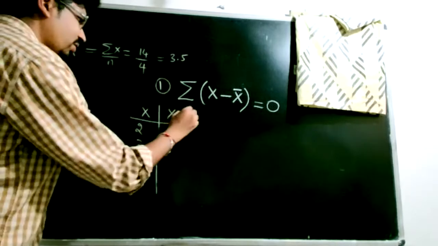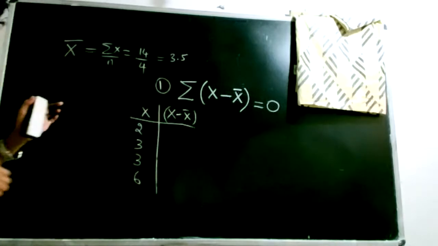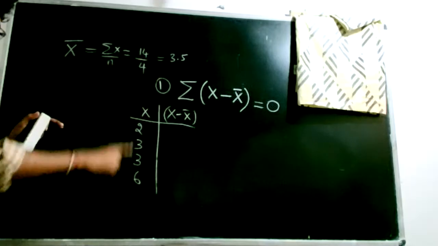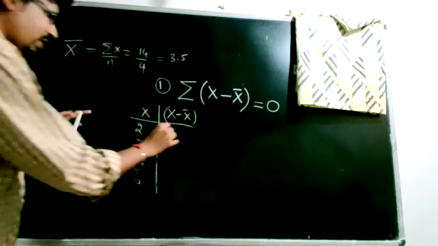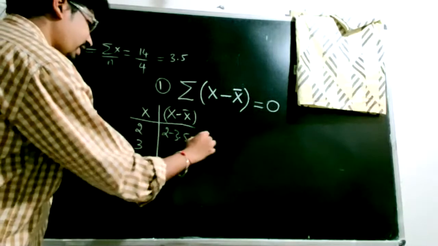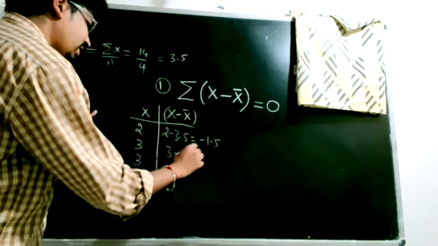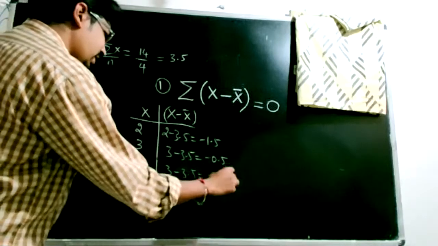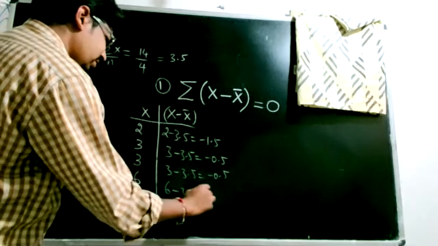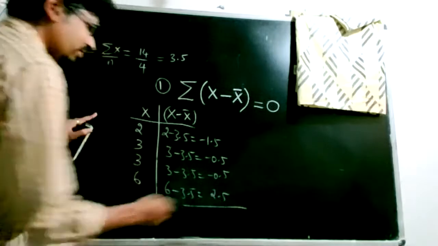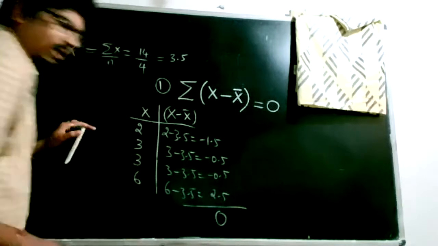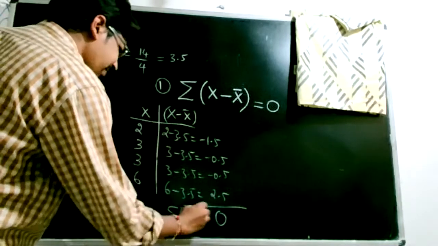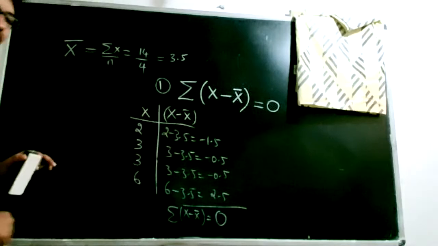So now what you have to do is observe the difference of every x from its arithmetic mean. So the arithmetic mean is 3.5. So from every x, I subtract 3.5. In the first case, I'll get 2 minus 3.5, minus 1.5, 3 minus 3.5, minus 0.5, and 6 minus 3.5, which comes to 2.5. So when you look into the total, you will observe that as 0. So it is the total of x minus x bar.